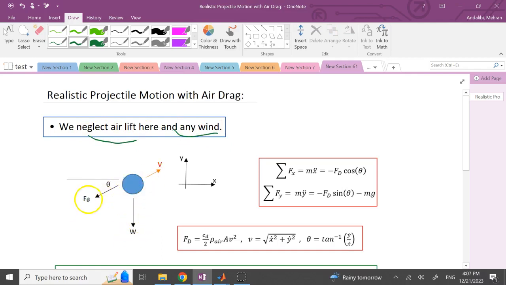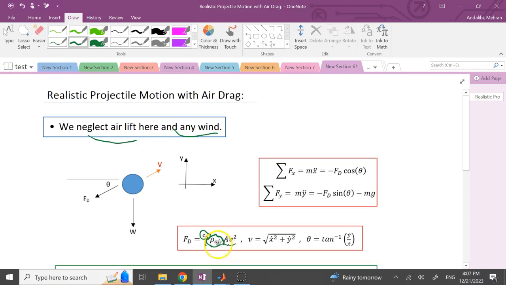For simplicity in that class, I asked the students to use the formula that we know for drag: half of drag coefficient CD times density of the air times cross-section A, which is pi r squared, times velocity squared. Now this formula is not simplified. The simplification is in CD and rho of air.